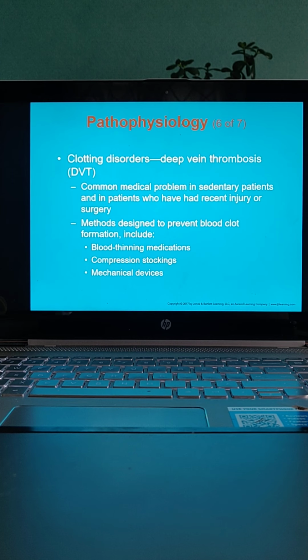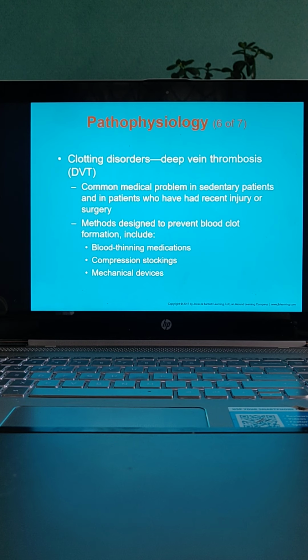Okay? Let's see. Methods designed to prevent blood clot formation include blood thinning medications, compression stockings, and mechanical devices. Compression stockings you might see elderly men wearing, or sometimes women. It's a man wearing like a calf-high sock, and it's really thin, and it's squeezing his legs. That actually aids in the circulation of blood down to the lower extremities. Blood thinning medications are very common for people who have had heart attacks or strokes in the past.